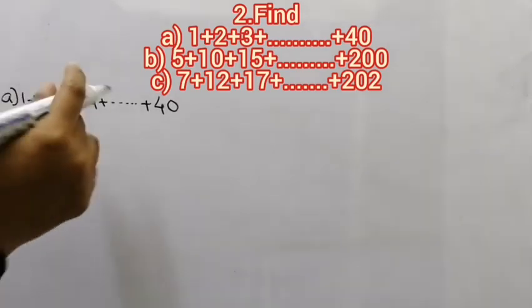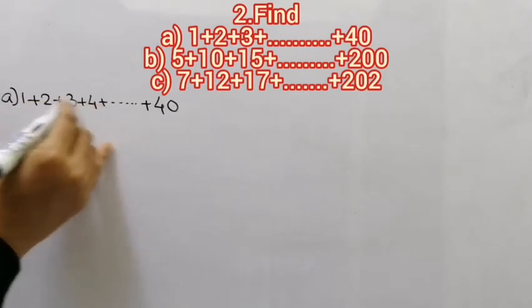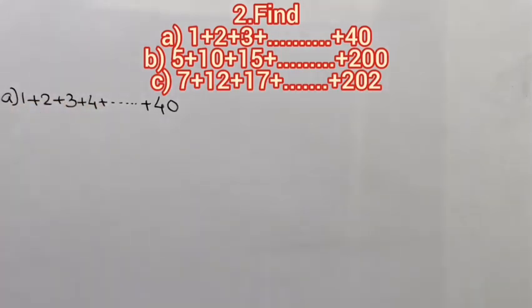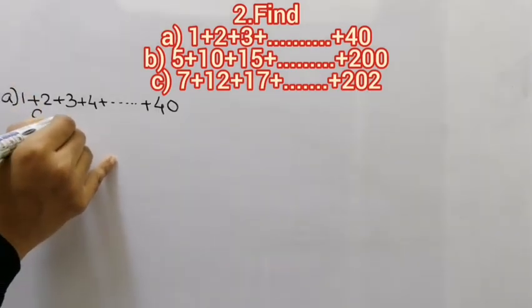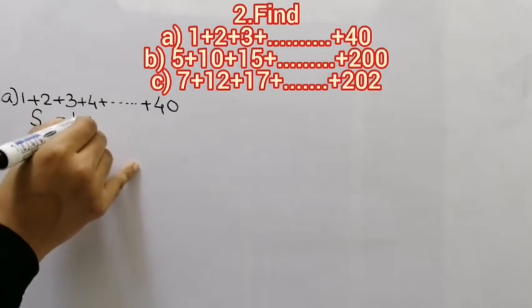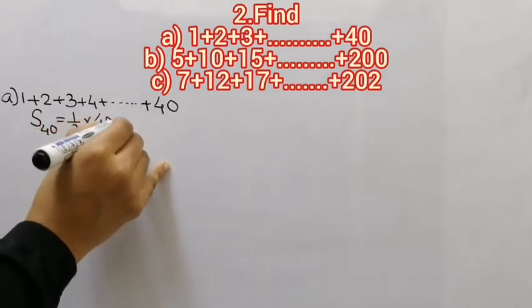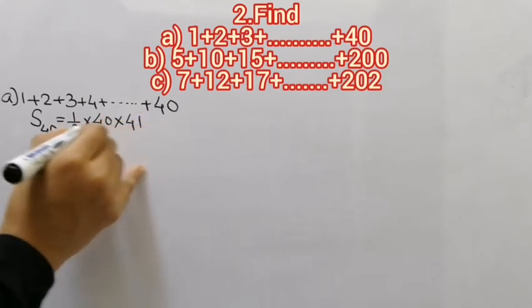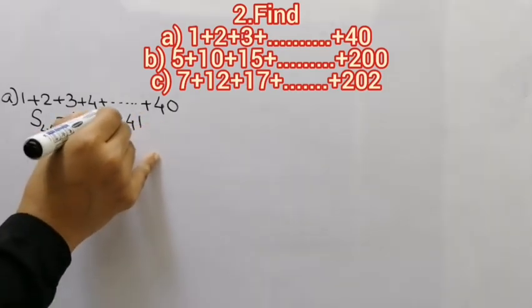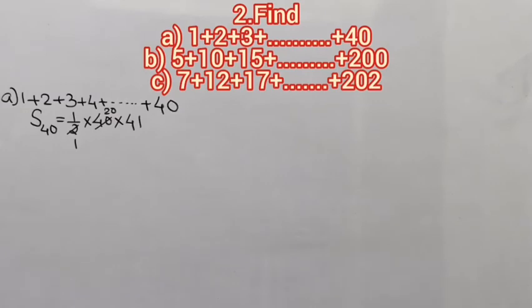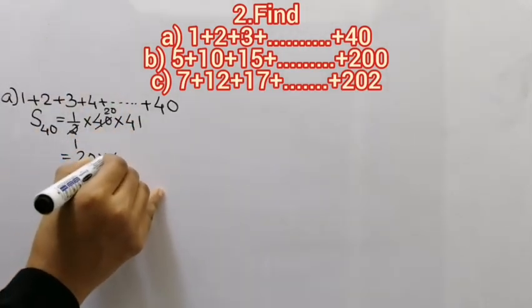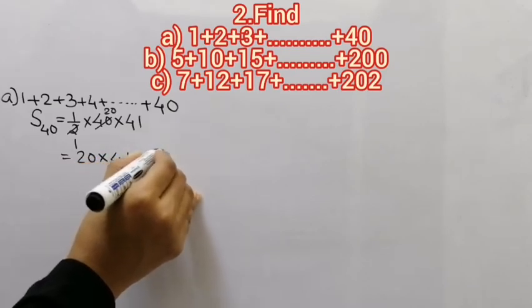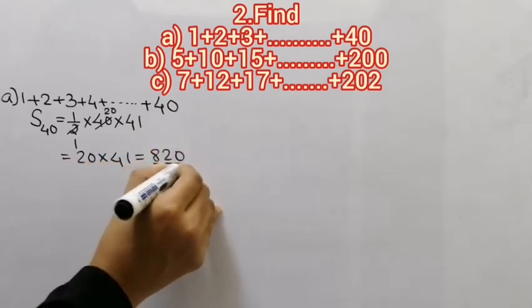Okay. We know these are simply natural numbers starting from 1. So how many numbers are there? There are 40 numbers. So sum of 40 is equal to, as they are natural numbers, just write half into the last number into next number. So 2 1 times and 2 into 20, which is equal to 20 into 41. Equal to 820. This is the answer.